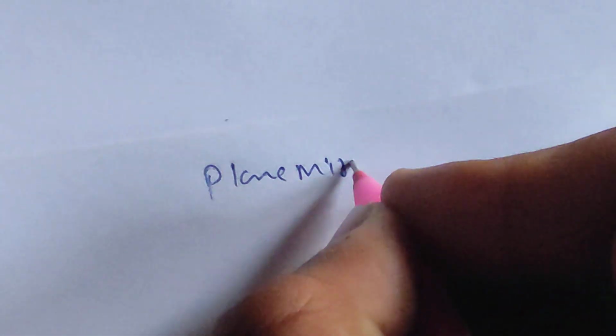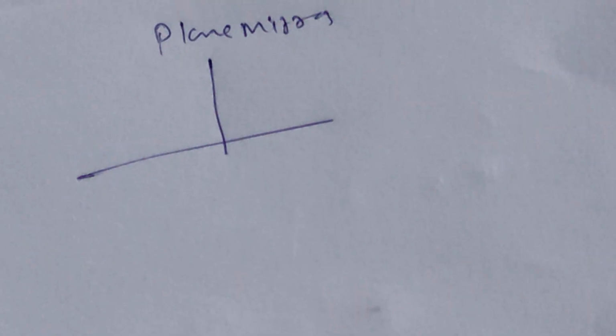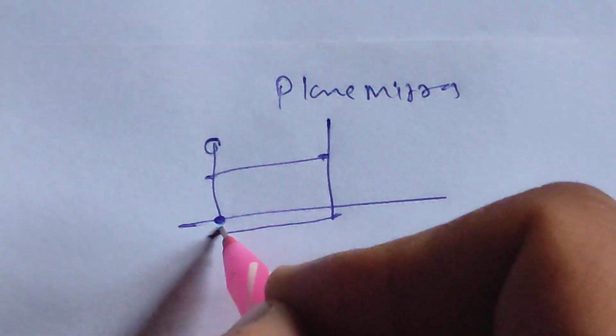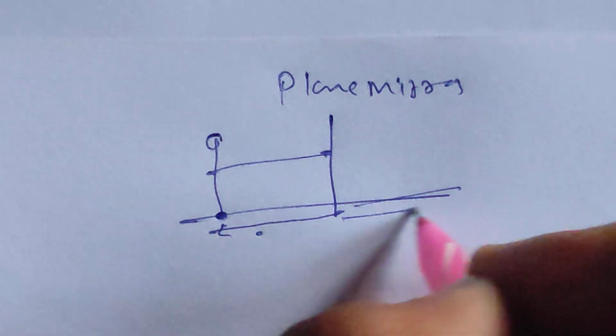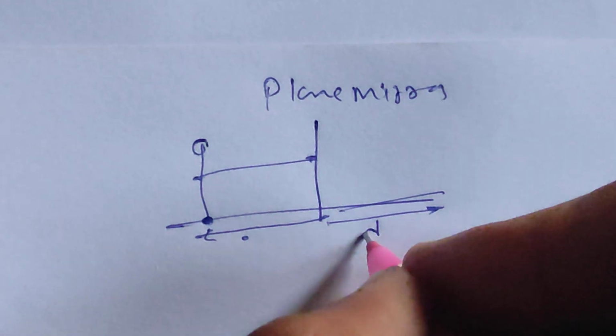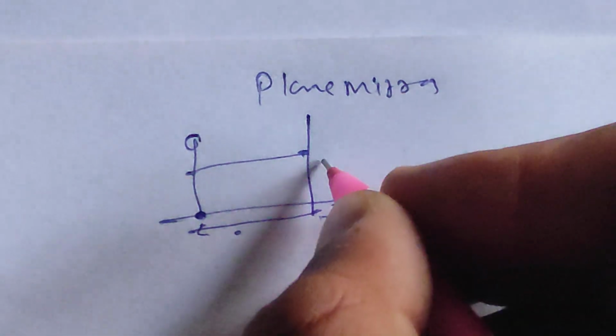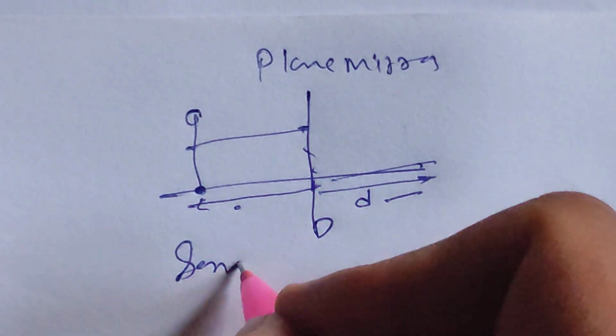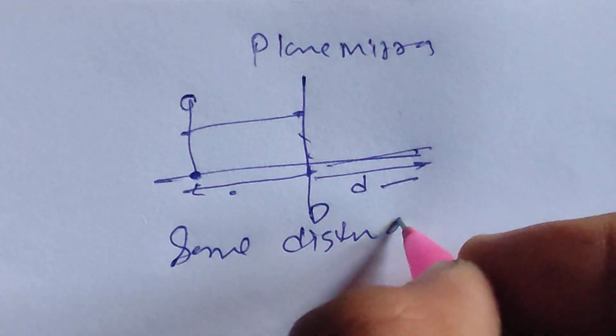In the plane mirror, for example, when you see yourself in a plane mirror, in a mobile camera or anything else, like a mirror in front of you. So when an object is in front of the plane mirror, the image is formed at the same distance at the back of the plane mirror. The image forms at the same distance. This is the part of it.